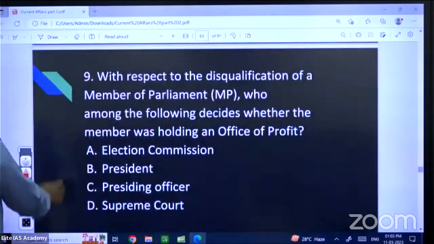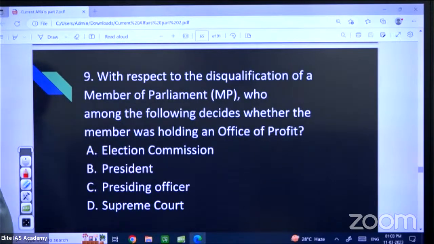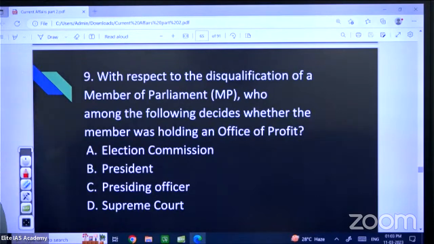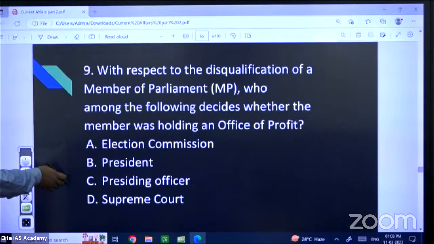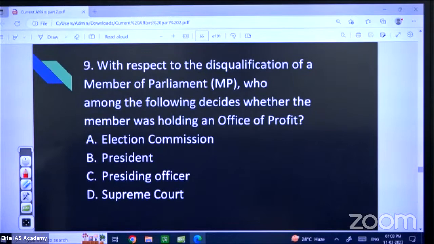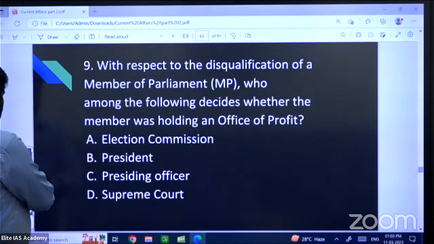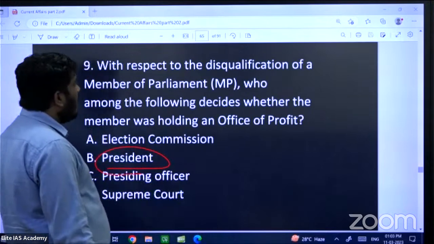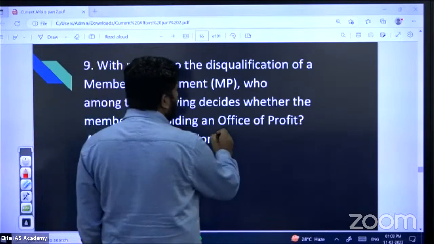Next question asked is, with respect to the disqualification of a member of parliament, who among the following decides whether a member was holding an office of profit? Options are Election Commission, President, Presiding Officer and Supreme Court. The correct answer is President. President is the one who decides about disqualification in case of office of profit.